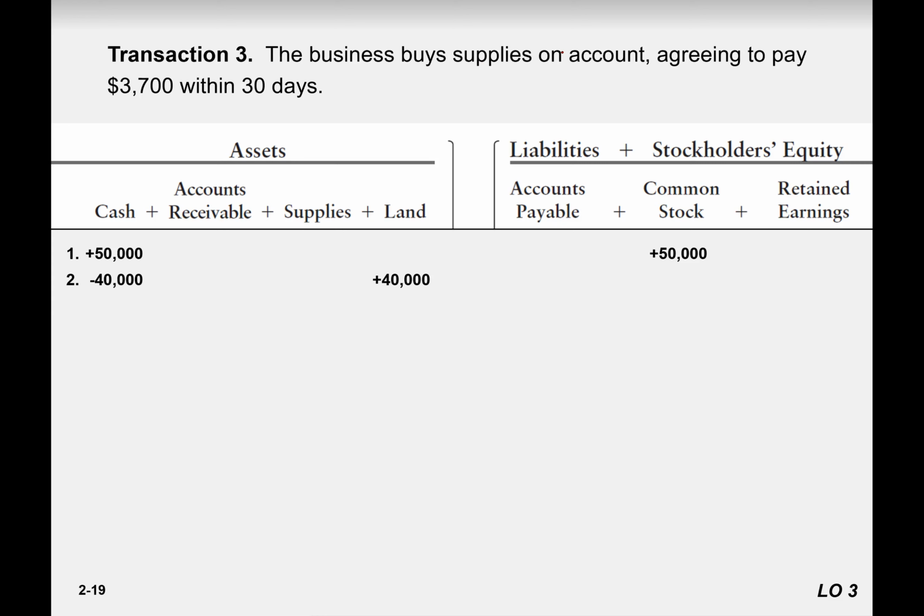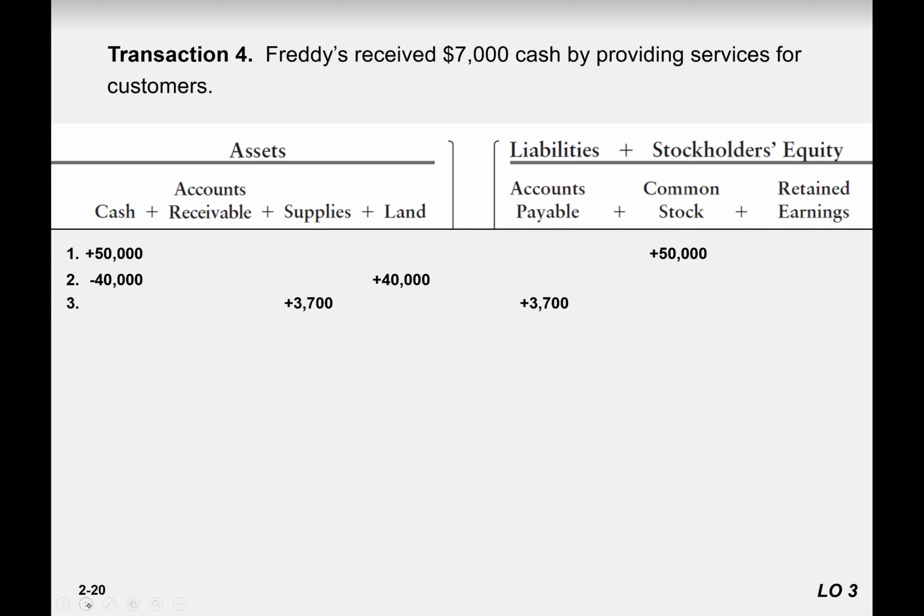So buys supplies, it means, do we have a supply account here? Yes, we have a supply account, so the supply account will be positive here. And since this is on account, it means we bought it on credit and we will pay later. It means we have accounts payable. So yes, we are adding to supplies and to accounts payable. Here we go, right? Yes. Done. Let's have transaction 4. Freddy's received 7,000 cash by providing services for customers. This is challenging. So they received cash for sure.